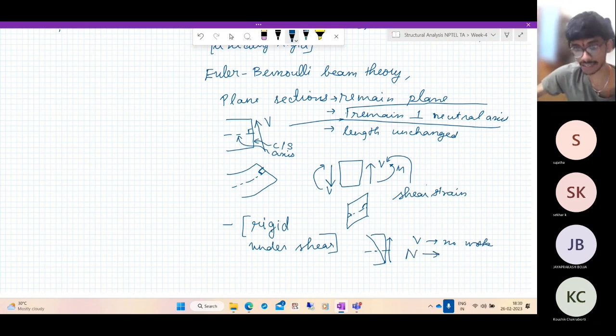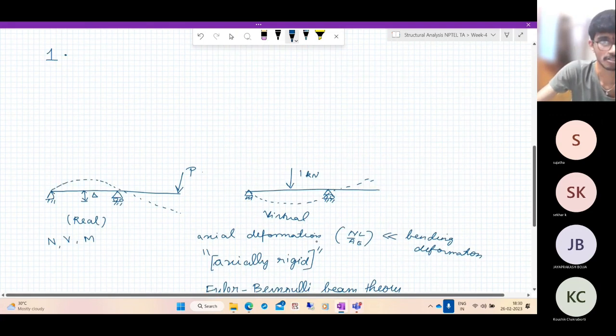N, we saw that it's actually rigid, so N does not do any work. For work, we always need a force acting on some displacement, but we have only a force, since it doesn't deform in shear. So V doesn't do any work, N doesn't do any work. So M is the only internal force that does some work. Now let us come to this.